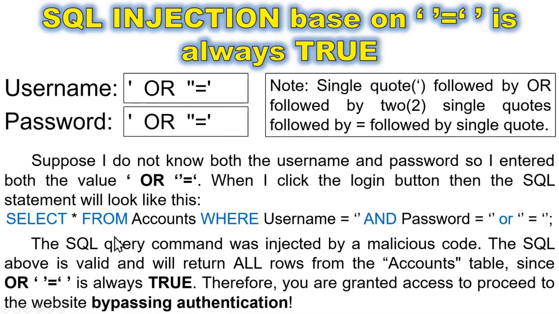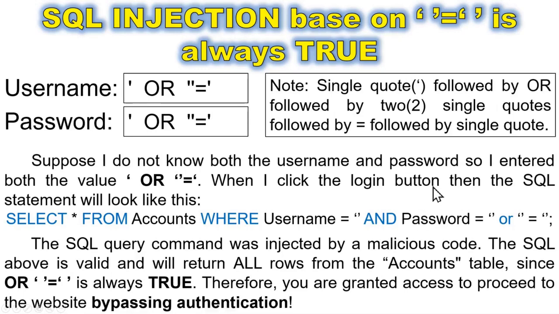Select asterisk from accounts where username is equal to empty string, single quote, connected by the logical AND, password is equal to an empty string, single quote, followed by a logical OR, followed by empty string, delimited by single quote, equal, and then followed by an empty string delimited by single quote. This SQL query command was injected by a malicious code.